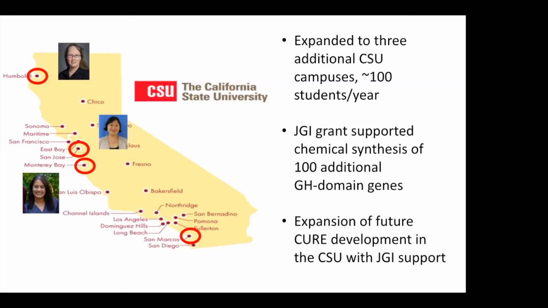Along the way, we've gotten some funding from JGI that has allowed us to synthesize 100 larger sized genes from the metagenome data set with GH domains. Those were chemically synthesized and inserted into expression vectors, and we're currently working with those. This allows us to skip all the tedious cloning parts for some of my biochemistry colleagues who just want to get down to the enzymatics.